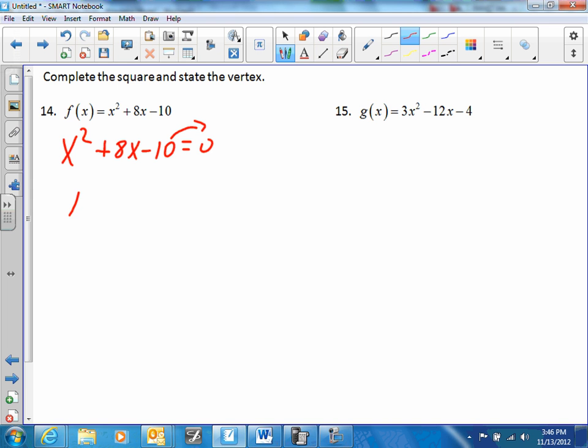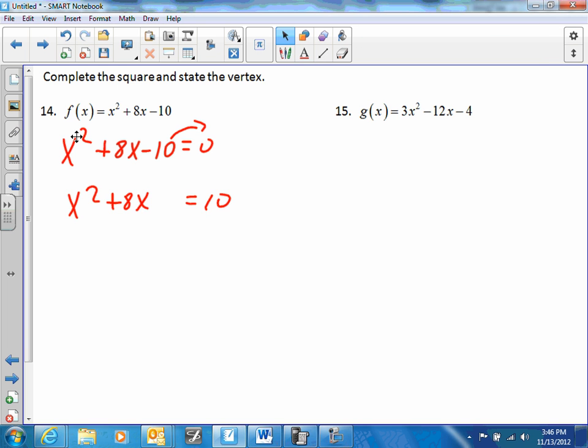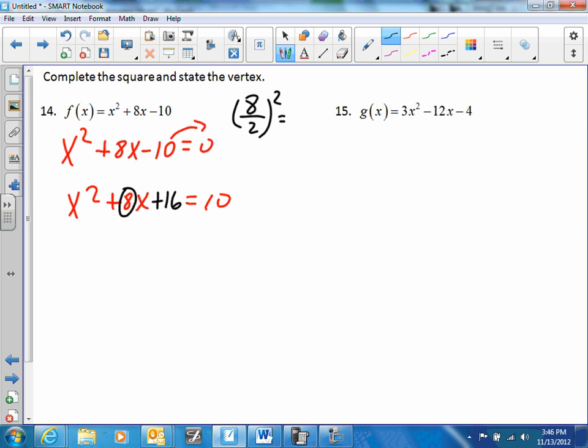Move the 10 over. X squared plus 8x equals 10. Now here, again, we're going to take half of b. So half of b, which is 4, square it, and that's 16. Half of b, square it. That's going to be 4 squared, which is 16. So we're going to add 16 to this side.